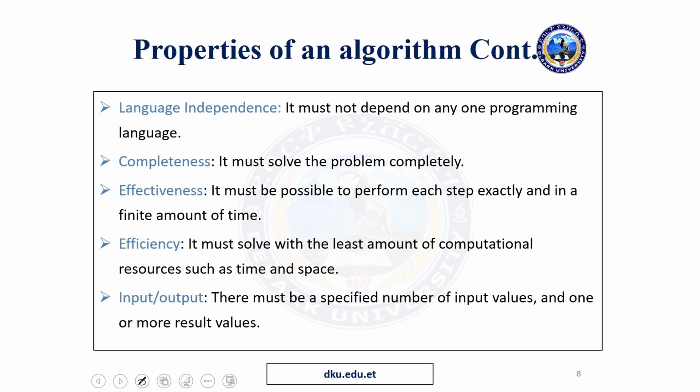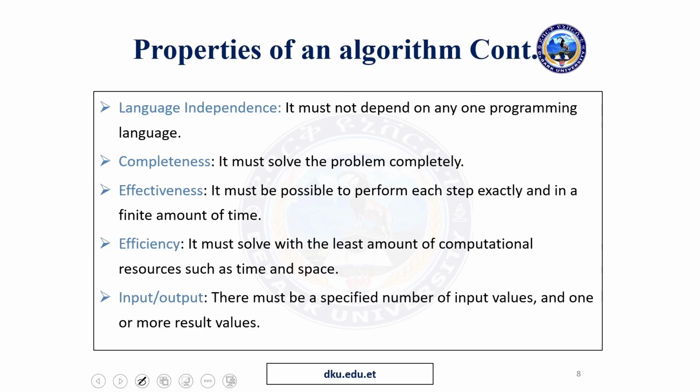We may write in different languages. Once we develop the algorithm, we may use different programming languages to implement it. So an algorithm should be language independent. The other thing, completeness. It must solve the problem completely. Effectiveness is another property, so it must be possible to perform each step exactly and in a finite amount of time. And the other property is efficiency.